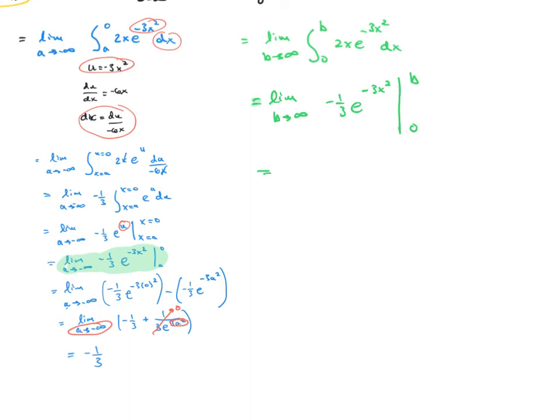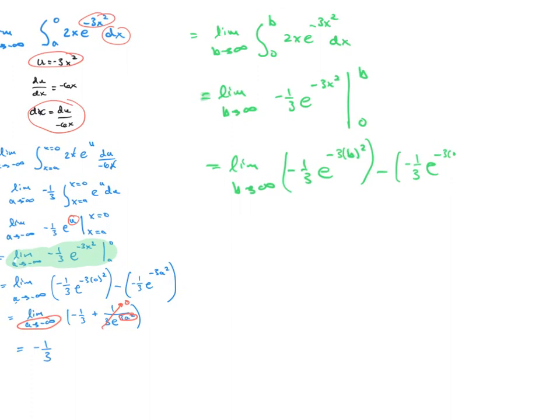So let's give this a try. This is going to be the limit as b goes to infinity of negative 1/3 e to the negative 3b squared. That's when I plug in the first one, minus, and this is negative 1/3 e to the negative 3 times 0 squared. Which is going to be e to the 0, which is just a 1.